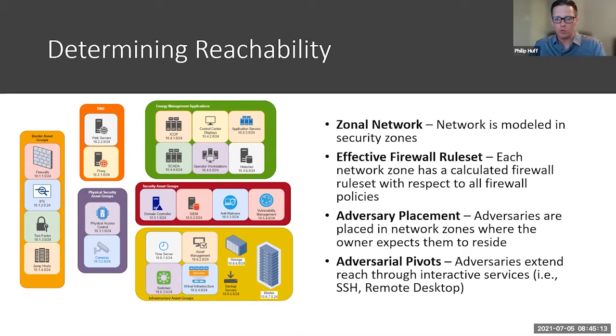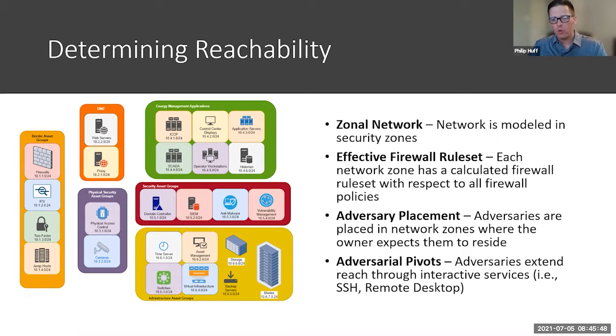Adversaries have access to external network zones, such as the internet and enterprise networks, and then they may extend their access based on the firewall policies. An adversary may have direct access to a vulnerability within their network zone, or they may have the ability to extend access using interactive network services such as SSH and remote desktop protocol, and thereby extend their reach into other network zones.